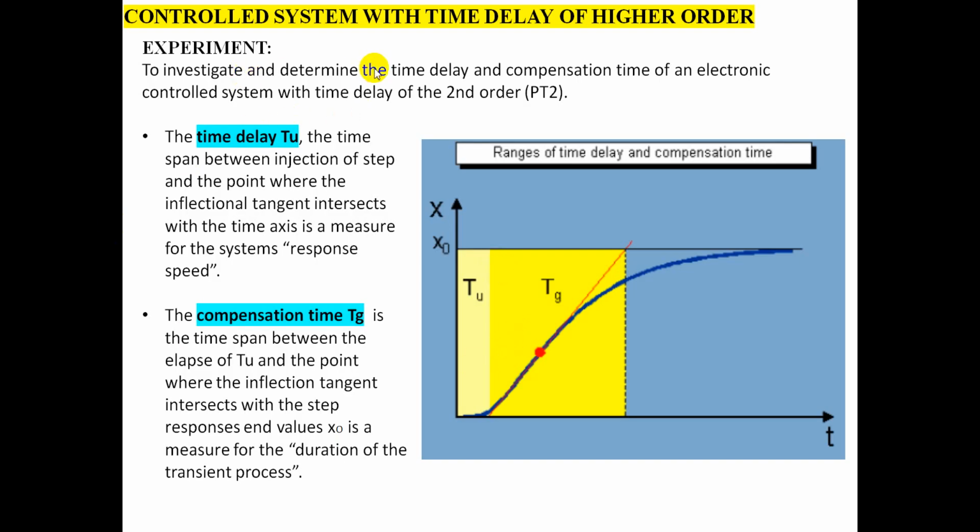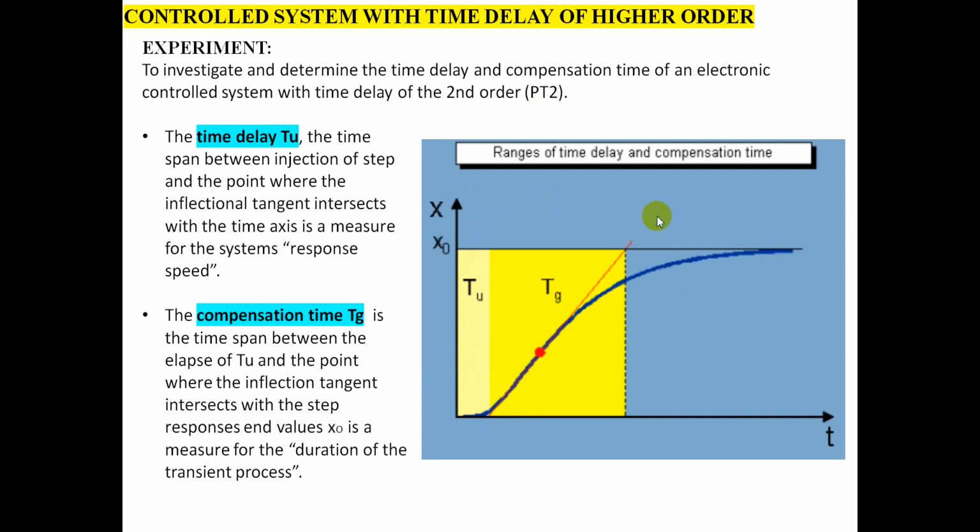The second experiment is about studying the control system with the time delay of higher order. Basically, we are going to investigate and determine the time delay, which is represented as Tu, and the compensation time, which is represented as Tg, of some PT2 element here. Let's suppose, for example, this is the response of the system here.